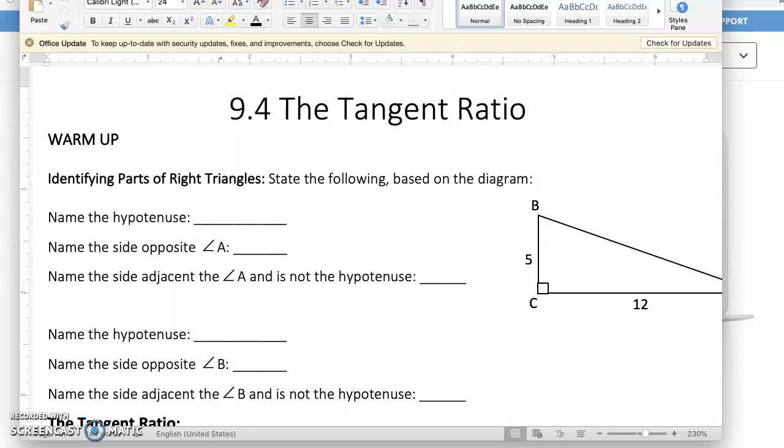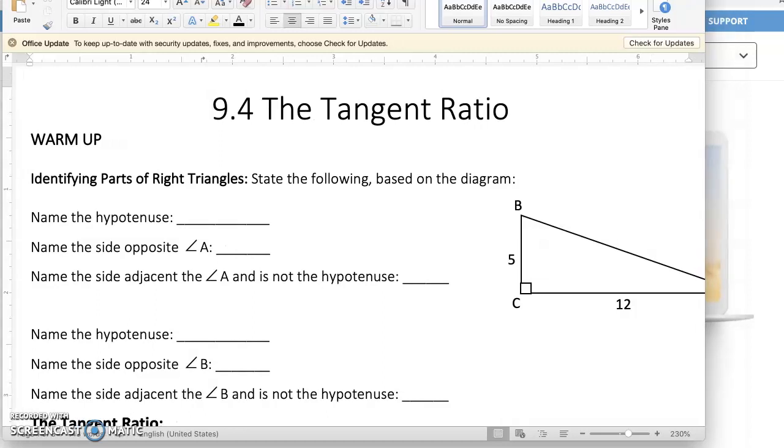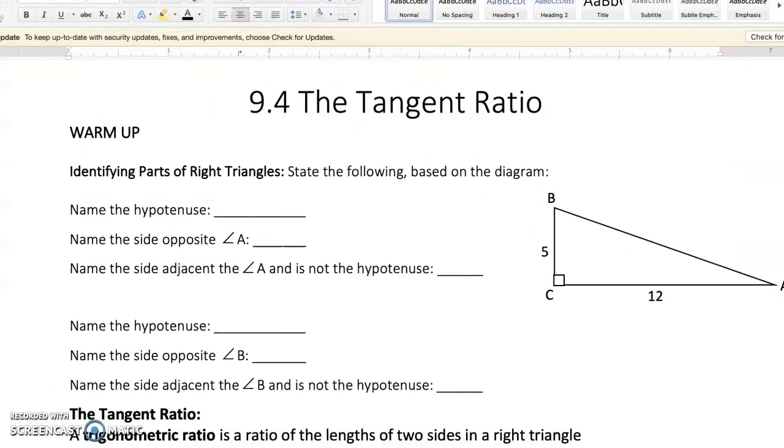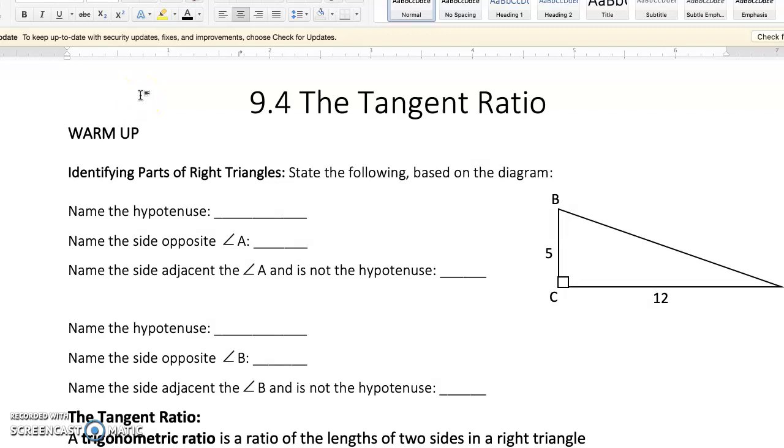Hi boys, this is one of my first screencast videos dealing with the tangent ratio. This is chapter 9, section 4, and the tangent ratio is our first introduction to trigonometric ratios. So I'll do my best to simplify that process down as best as I can.